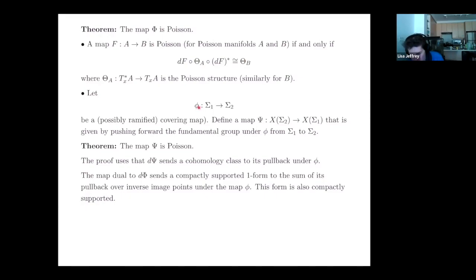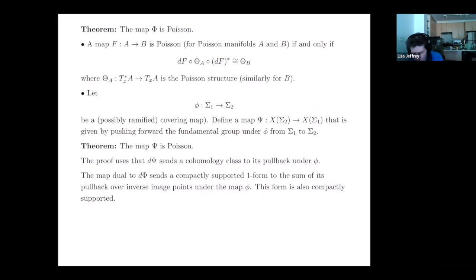So if we had a covering map from sigma 1 to sigma 2, which could be a ramified covering map, then we denote by psi the map from the sigma 2 character variety to the sigma 1 character variety that is given by pushing forward the fundamental group under little phi, from sigma 1 to sigma 2. And we check, using this criterion, that the map psi is in fact Poisson.